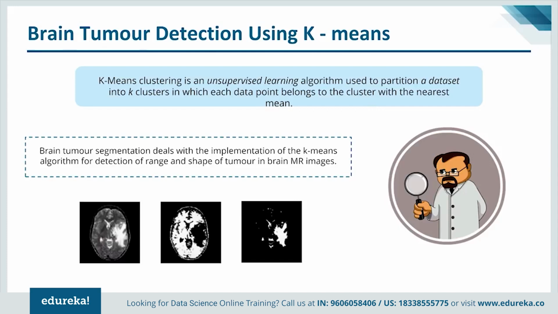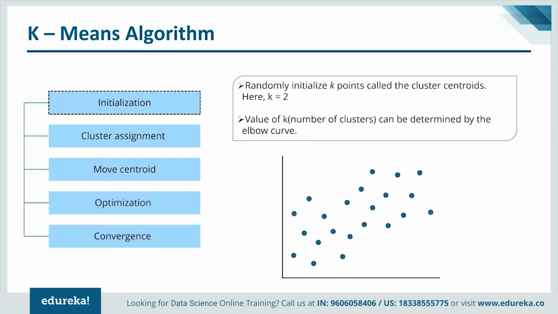Now we're not going to go in too much depth with brain tumor detection because it involves a lot of image processing and computer vision, which is not in the scope of this session. So before we go any further, let's look at the K-means algorithm step by step. The first step in the K-means algorithm is to give the algorithm the value of k. Before you run the algorithm, you need to decide how many clusters you need to create. So let's look at this example over here.